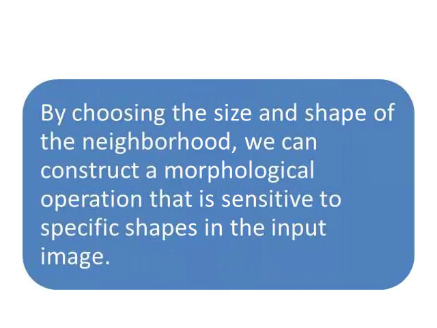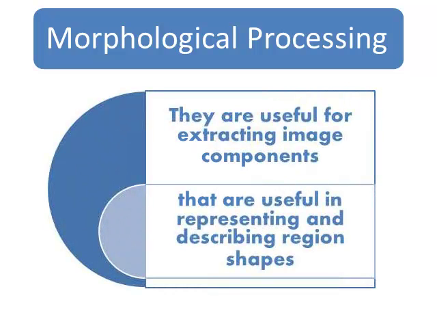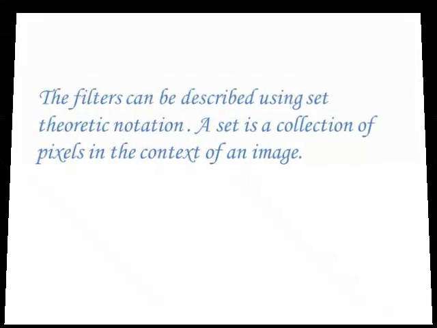By choosing the size and shape of the neighborhood, we can construct a morphological operation that is sensitive to specific shapes in the input image. Morphological processing is useful for extracting image components that are useful in representing and describing region shapes. The filters can be described using set theoretic notation. A set is a collection of pixels in the context of an image.